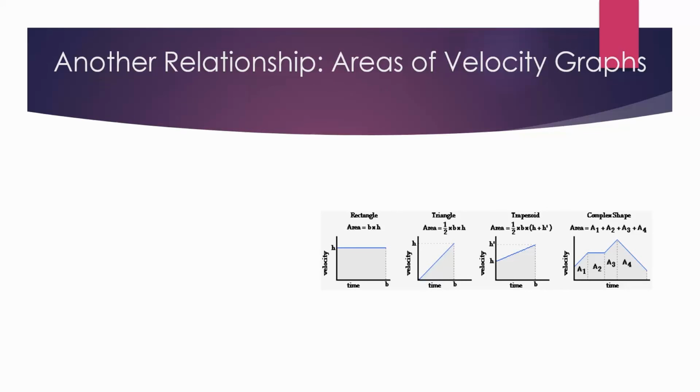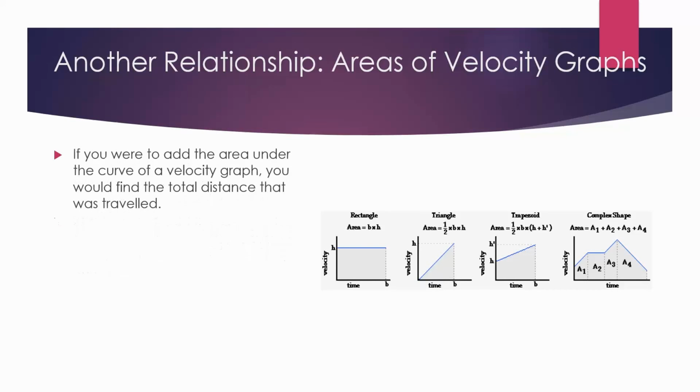Were you to take that velocity graph and kind of drop a line from the end of your graph at whatever point you want to end it down to the x-axis, you would basically make one of these various shapes here: rectangles, triangles, trapezoids, or a complex shape. You got to kind of cut into pieces. You could find the area under the curve, as they call it, or just find the area of this object that you've now created, this geometric figure. And if you were to find the area under the curve of a velocity graph, you would actually find the total distance you traveled. Okay?